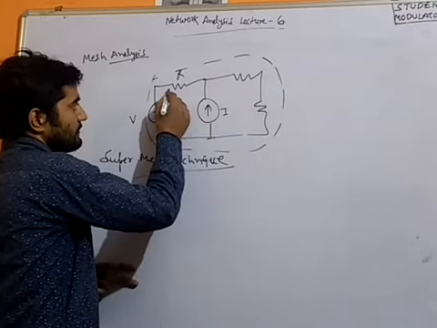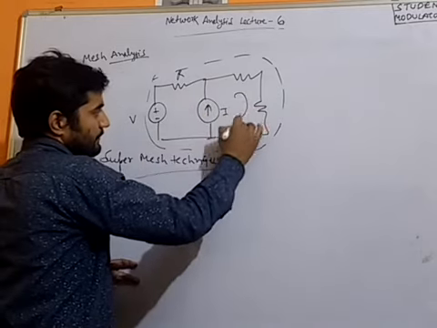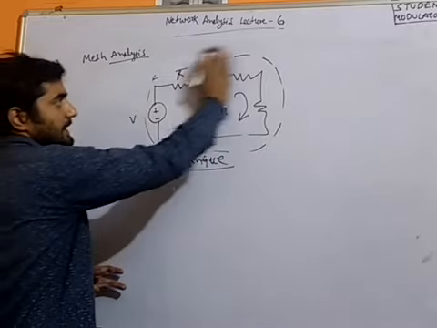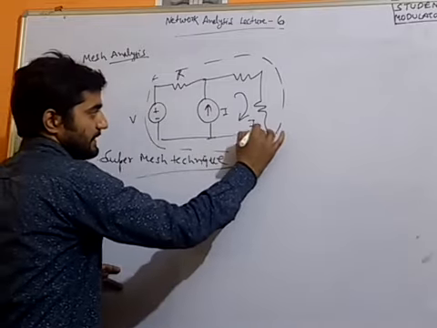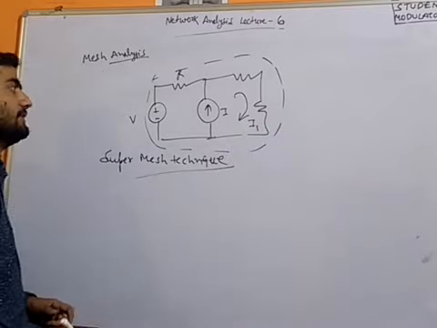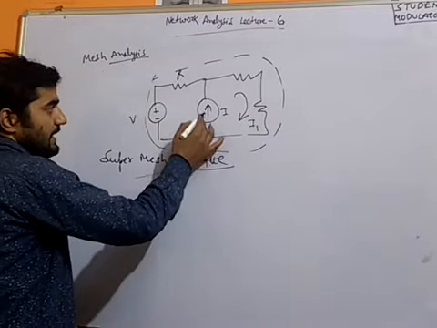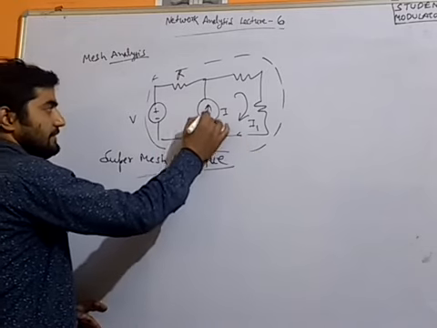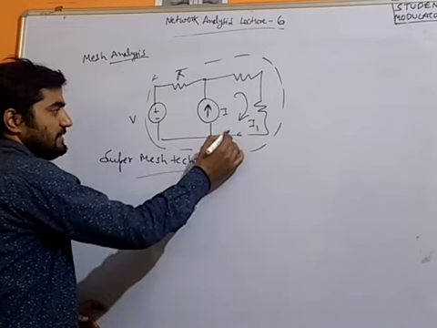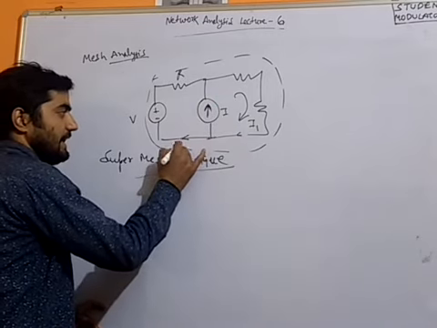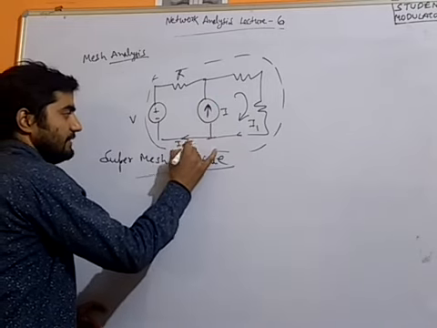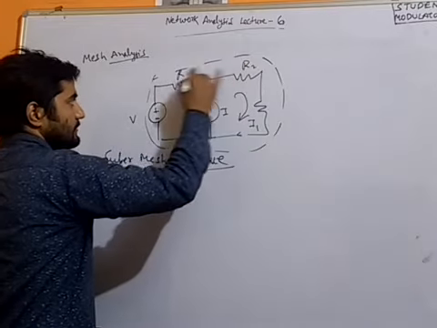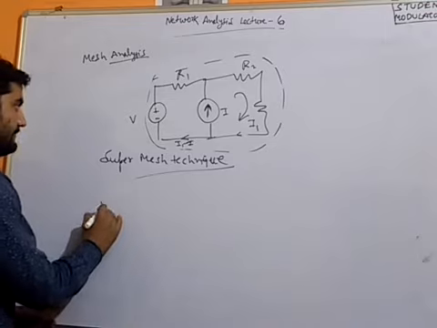If this is I, we can assign a current, say I1, to the entire supermesh. So I1 is coming from here and I is flowing in this branch, so the remaining I1 minus I will be flowing in this branch. In this way we can write the supermesh equation very easily.